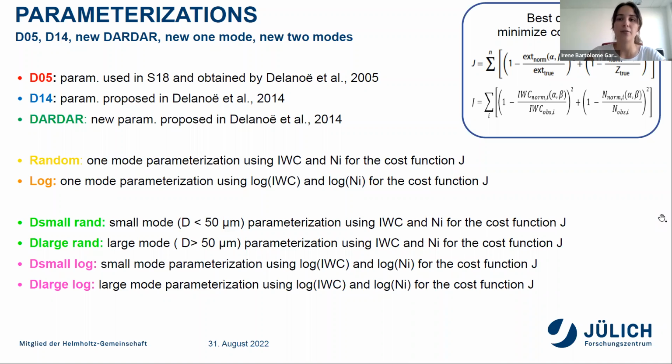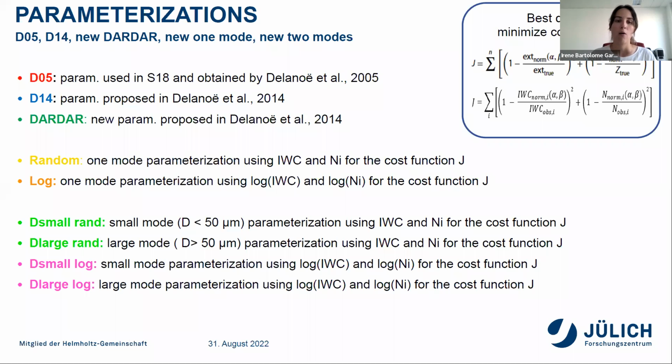Here now we have the summary of the parametrizations that I will present. The first three you already know. These are the ones from the literature, from Delanoy. The next two are the new parametrizations obtained with the Julia dataset and with the cost function defined by the ice water content and the number concentration. And these are, as the ones in the literature, one mode. And the last four correspond to two-mode parametrizations.